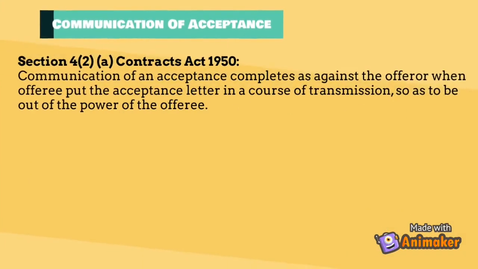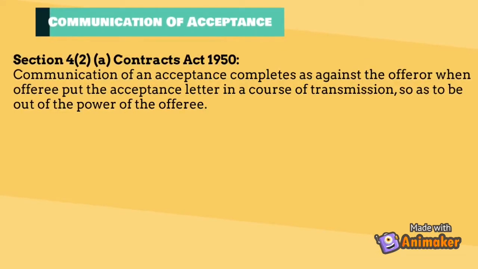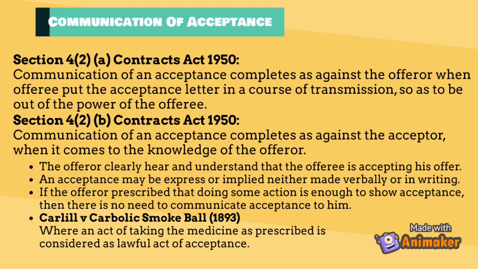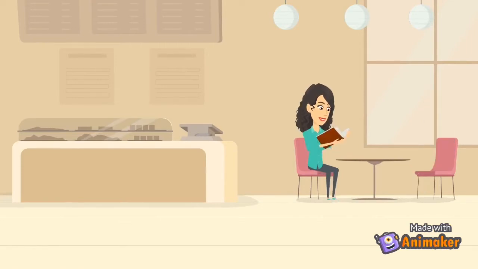Next, communication of acceptance. In Section 4.2a, communication of an acceptance completes as against the offerer when the offeree puts the acceptance letter in a course of transmission. Then, in Section 4.2b, communication of an acceptance completes as against the acceptor when it comes to the knowledge of the offerer. For example, when Ali offers to supply Natasha with goods, and then Natasha agrees to all the terms. Natasha writes the letter to accept the offer but forgets to post the letter. So since the acceptance is not communicated, it is not valid.